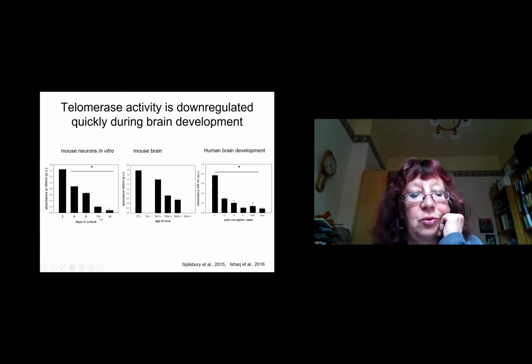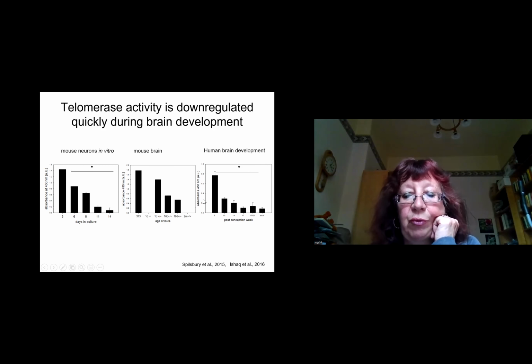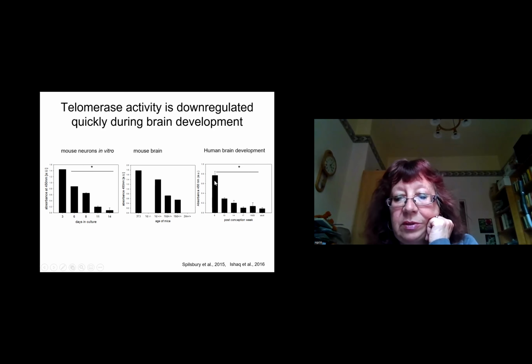Here you can have telomerase activity in the brain until 3 weeks postnatally. However, in humans, the situation is completely different. Here you see post-conception weeks. These are done in brains from aborted fetuses. You can see that after 6 weeks after conception, there's still a very reasonable amount of telomerase activity, but it decreases sharply, and essentially after week 14, you barely have any telomerase.